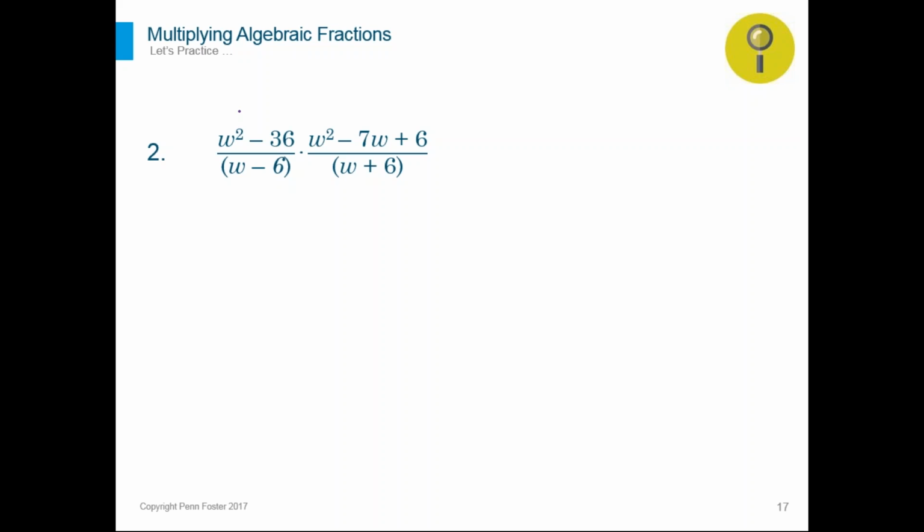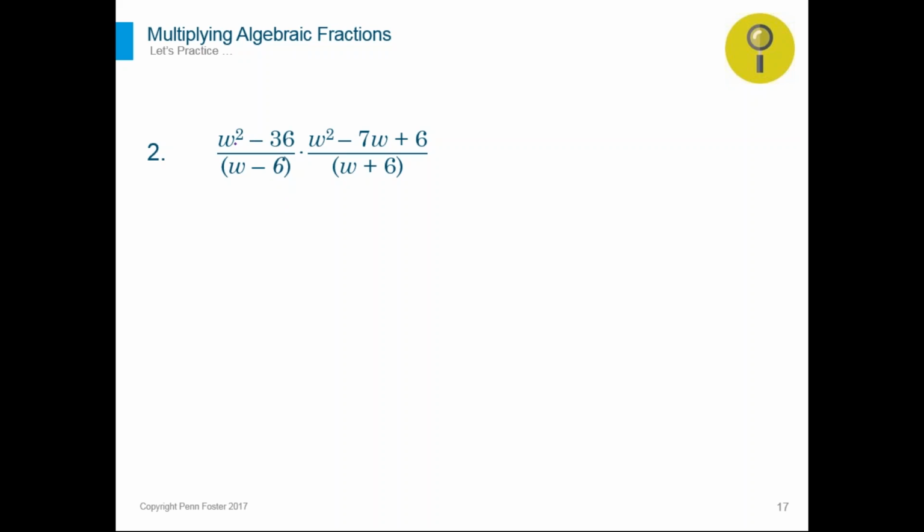For this question, I'm going to work in parallel in each fraction. I'm going to factor each fraction, and then try to cancel out anything before I go ahead and multiply. So I'm going to do it like that.